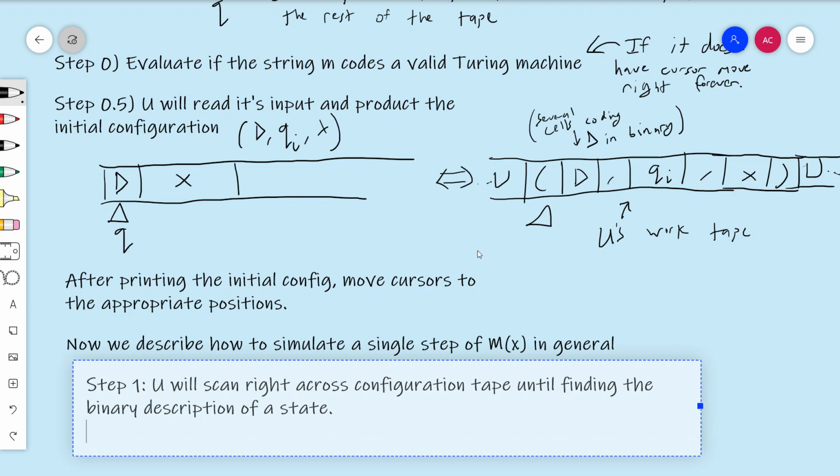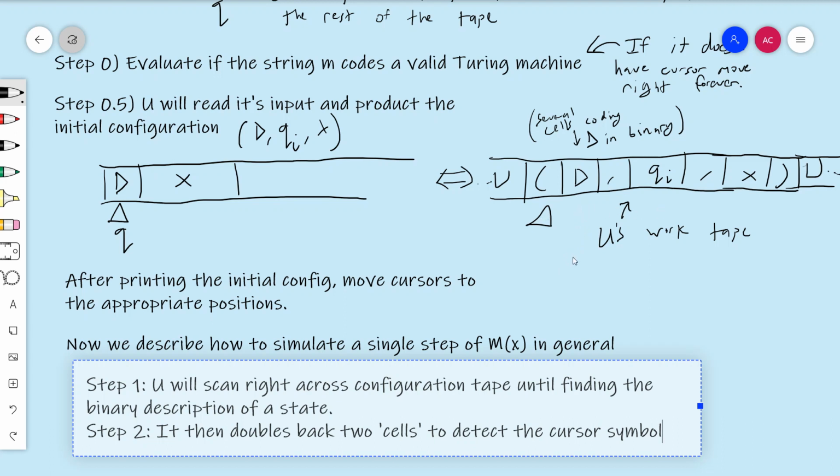Step 2. Once it finds a state, it then doubles back two cells. Remember, a cell is going to be a string of zeros and ones that represents, in length, one symbol. So it's going to move over here, and then it's going to double back twice to get to the previous symbol to detect the cursor symbol. So we'll move to this, and then we'll move back here, and then at that point I'll have my symbol-state pair.